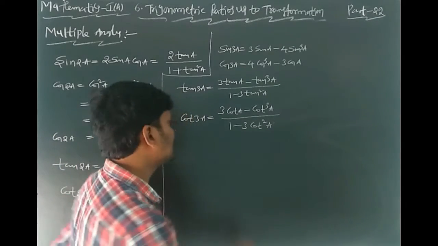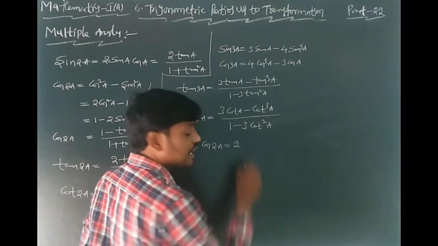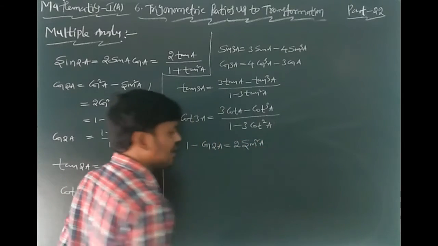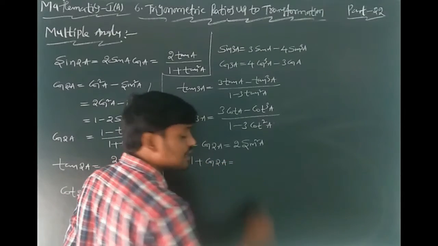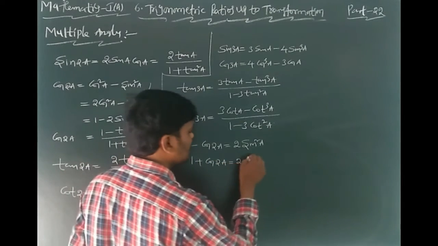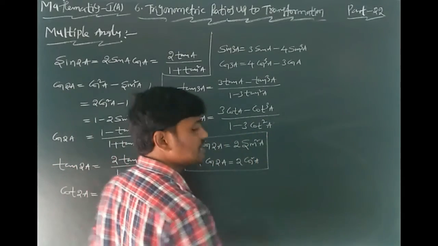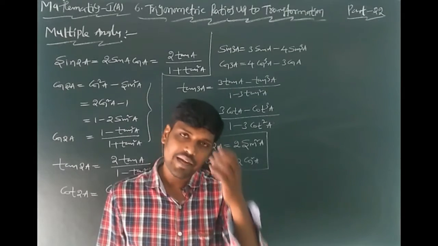Here, some more formulas are there. 1 minus cos 2a, you can write as 2 sin square a. This is a very useful formula. Similarly, 1 plus cos 2a is 2 cos square a. This is also very important. These are the multiple angles of a, 2a and 3a.